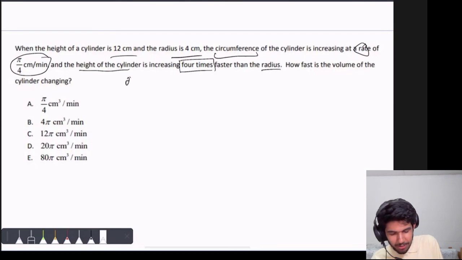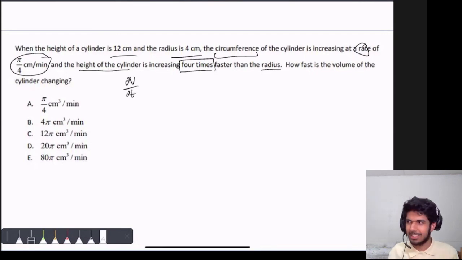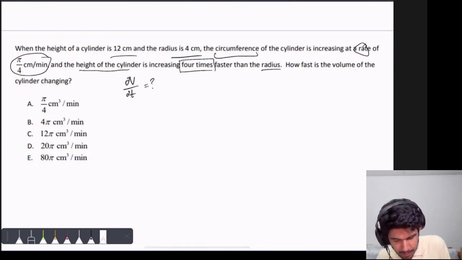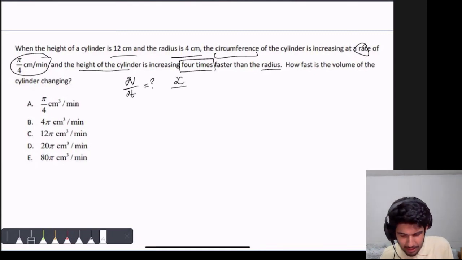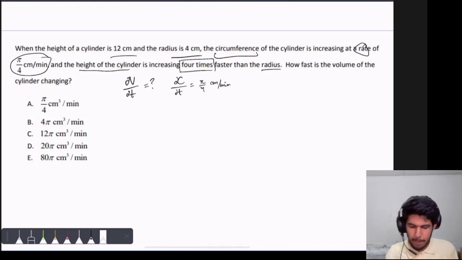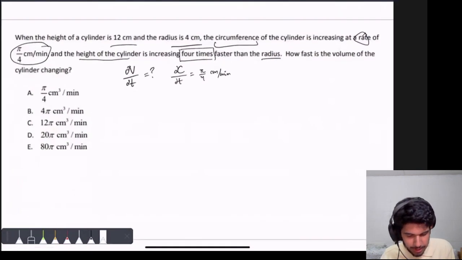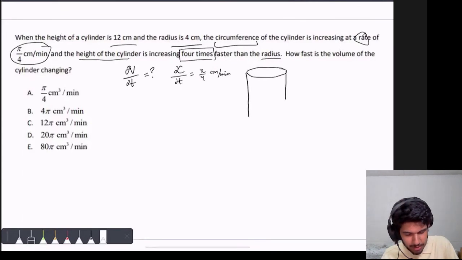So what are we trying to solve for? dV/dt. Hopefully that is self-explanatory. We're given the circumference, which I'll just say dC/dt, is changing at pi over 4 centimeters per minute. Okay, and then we're given the height and radius of a cylinder. So let's just draw a cylinder, and I'm not very good at drawing, as we've seen. So we'll do one of these, we'll do one of those, and then something like that, okay?